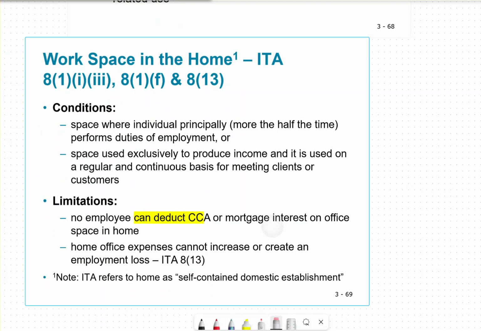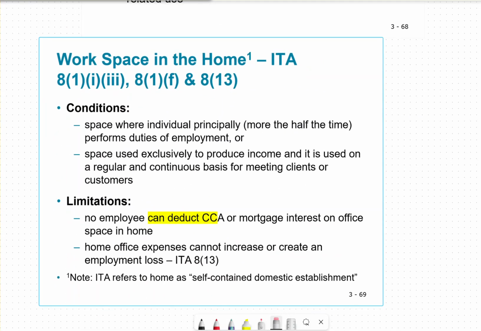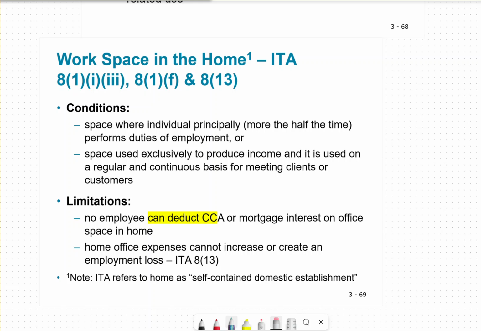Now, working from home. Sometimes you're required to work from home. So what is it saying? The space where you principally perform your duties. So you are working from home.